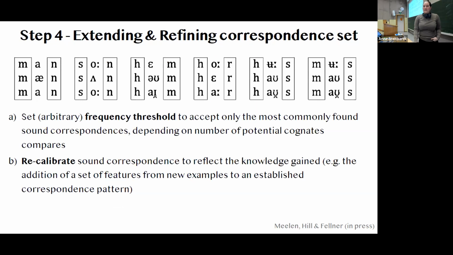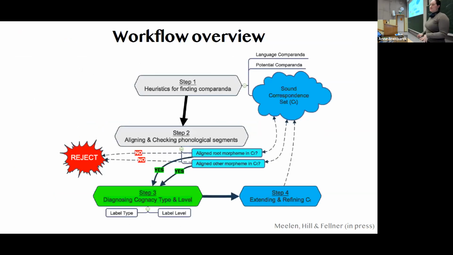So yes, finally, you put all these things together and you set some sort of frequency threshold to accept only the most commonly found sound correspondences, and then you recalibrate your sound correspondence set. So if you put everything together in one sort of flow chart, you have your step 1, step 2, step 3, and every time you evaluate some new cognates, you add more sound correspondences to your sound correspondence set for that set of languages. And then you can refine it.